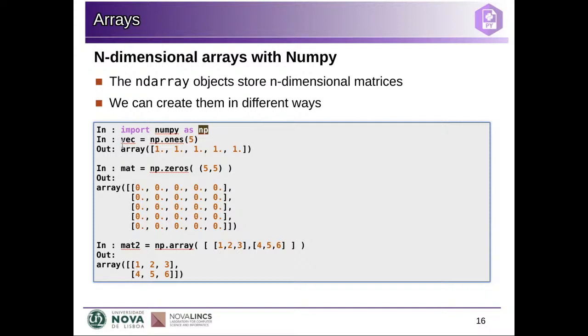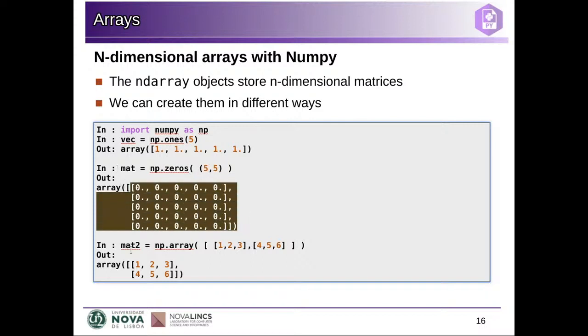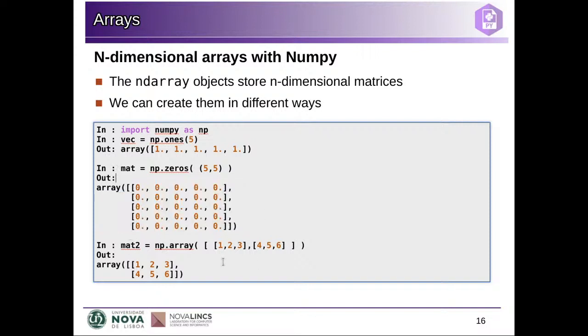So one way of creating vectors or matrices is to use these ones or zeros functions that receive a tuple with the dimensions of the array that you want. For example, in this case, it's just a vector. It only has one dimension with length 5. And using ones, it gives you an array with 5 elements, and all of them are the number 1. In this case, using zeros fills the matrix with zeros, and if we give it a tuple, 5 by 5, then this is a square matrix of 5 rows by 5 columns.